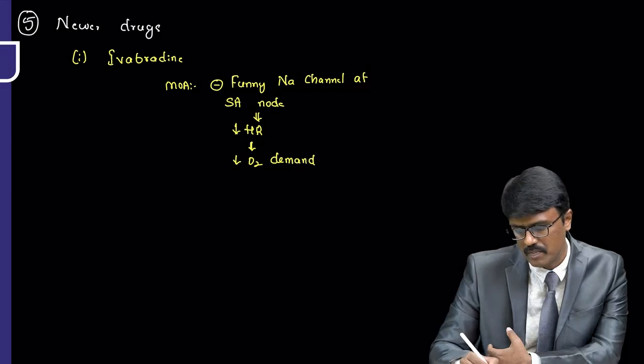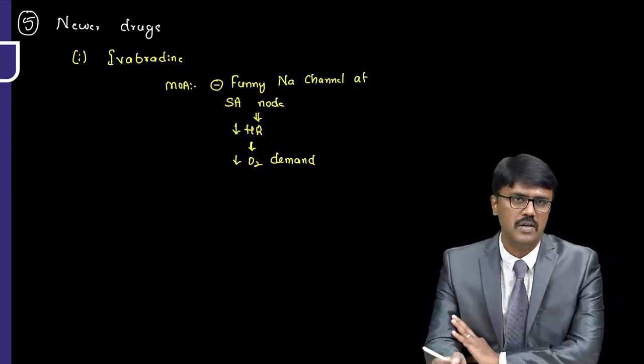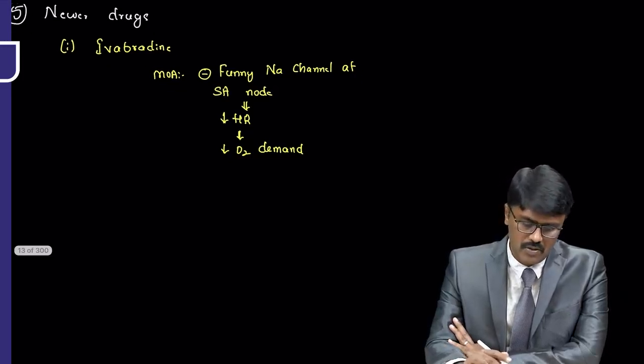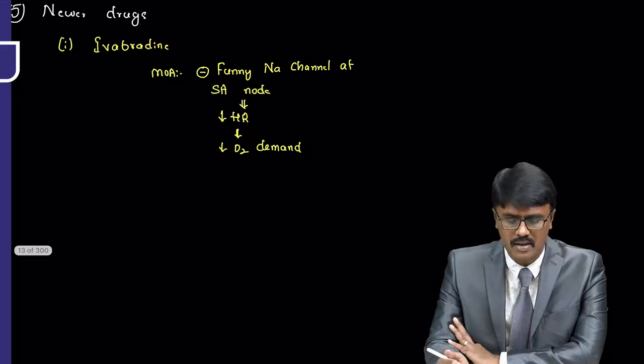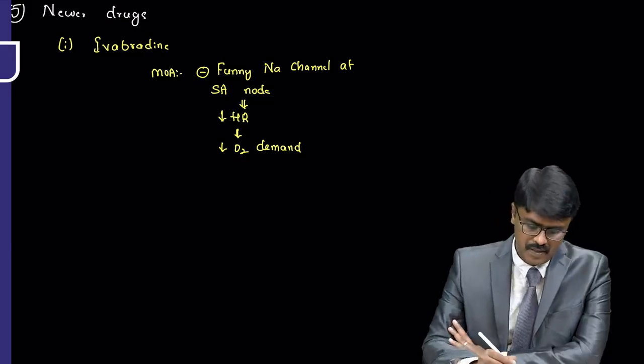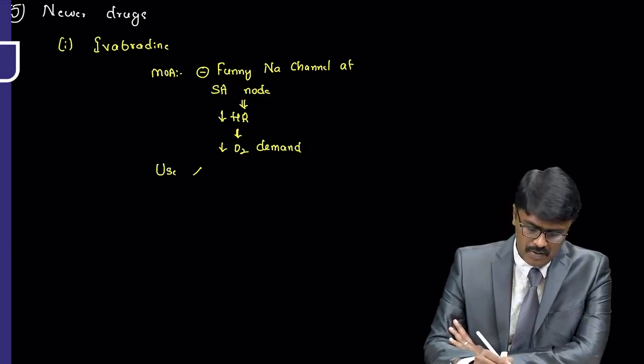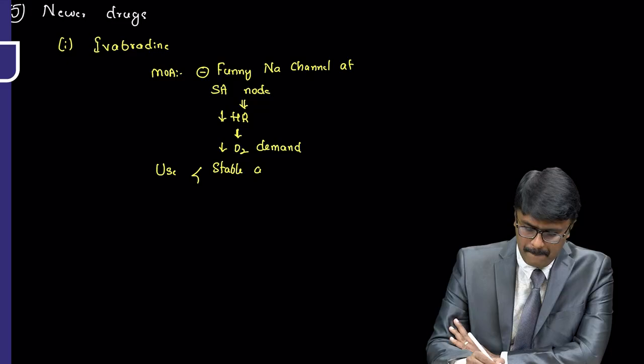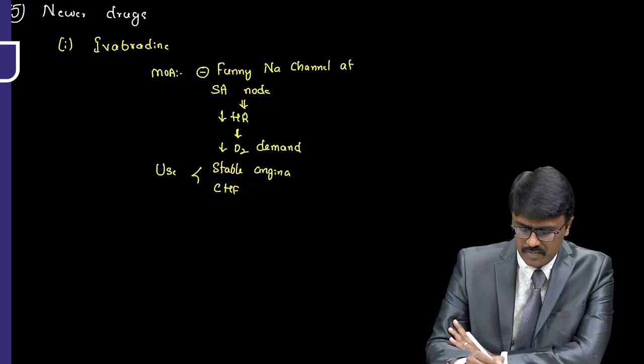So obviously when the heart rate decreases, the oxygen demand decreases. So please remember, the majority of the newer drugs are going to decrease the oxygen demand. So it inhibits the funny sodium channel in the SA node and decreases the heart rate and decreases the oxygen demand. Now, where to use it apart from angina? It is used in stable angina as well as in management of CHF.